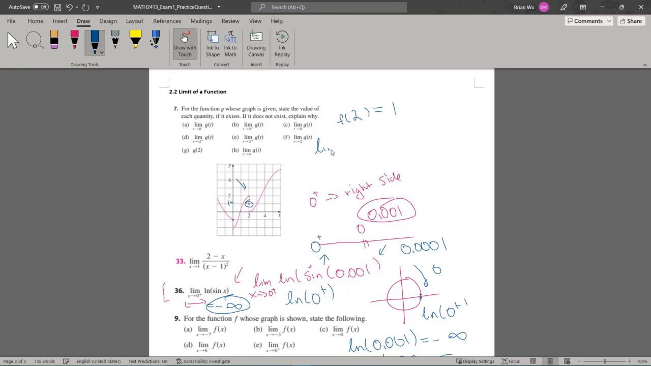So we can't say the limit as x approaches 2 for this function is equal to 1 either, because note that the limit doesn't matter what's defined. It just matters that the left-hand side limit is equal to the right-hand side limit. So as long as they're equal, then the limit exists and is the same value. Does that make sense?